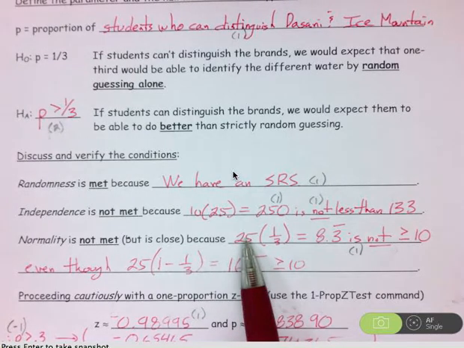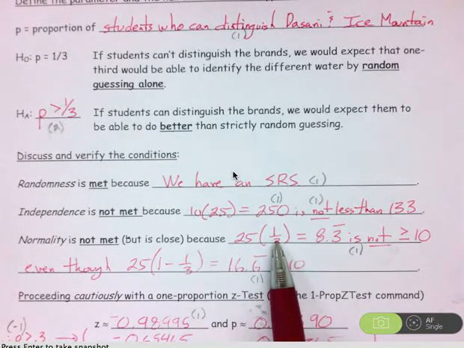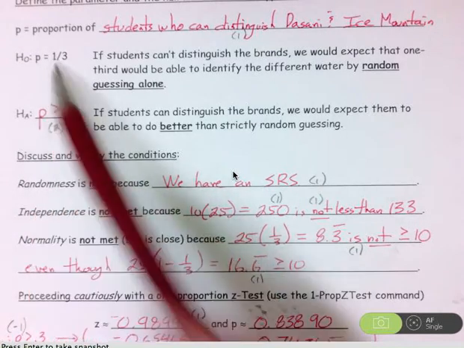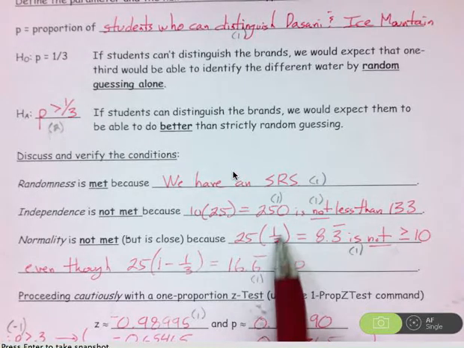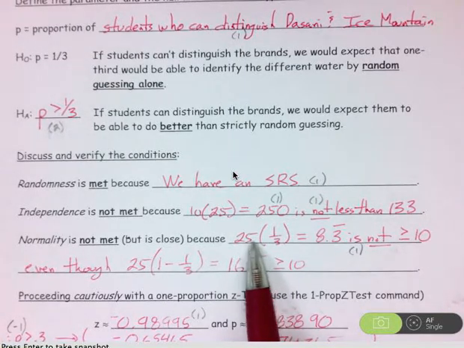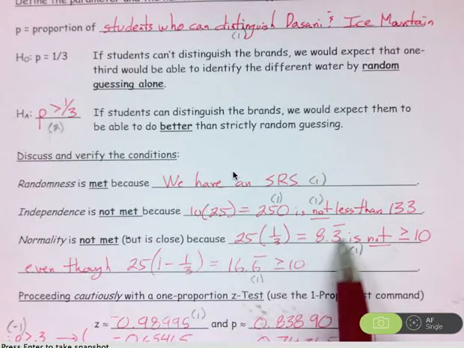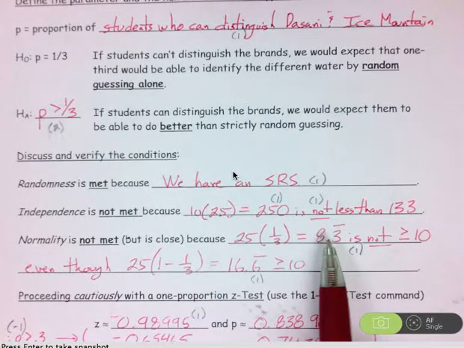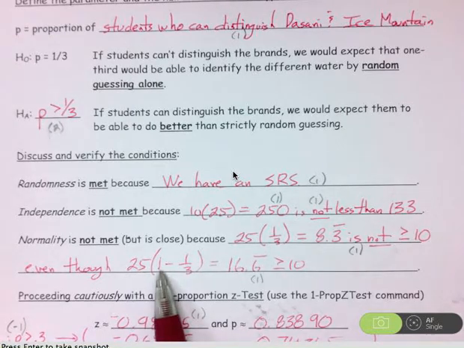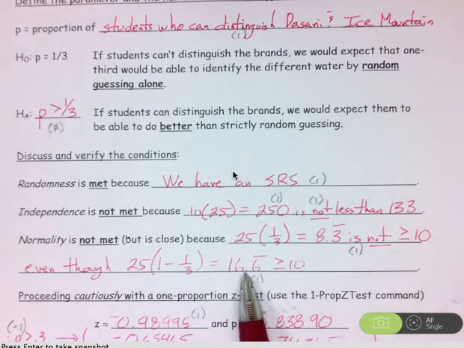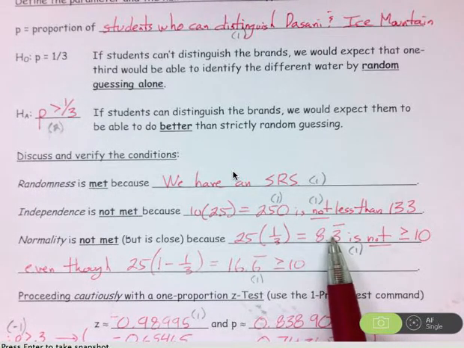So you have to take n times the p, the population proportion that's being assumed in the null hypothesis. So you have to use 1/3 here. And you have to take those values and multiply them out. If you take 25 times 1/3, you get 8.3 repeating. So you need to show that value. Here, 25 times 1 minus 1/3, that's 16.6 repeating. So you need to actually calculate those values. I took off a point if you didn't do that.